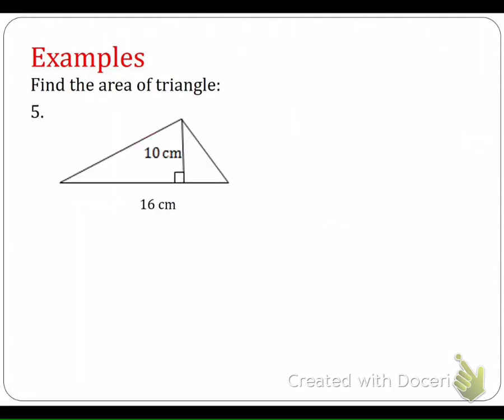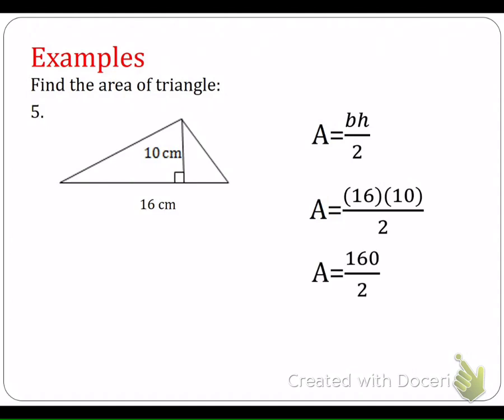This next one, they're both in centimeters, and it's not telling me to do anything different, so I'm just going to roll with it. How am I going to find the area? 10 times 16, divide that by 2. So that's 160 divided by 2, which is 80.